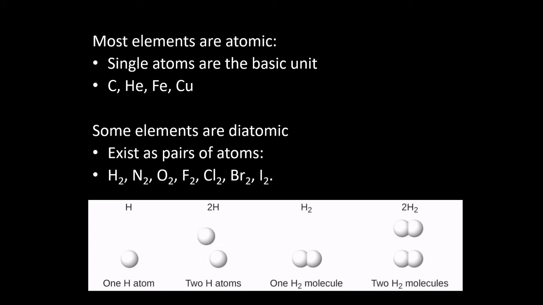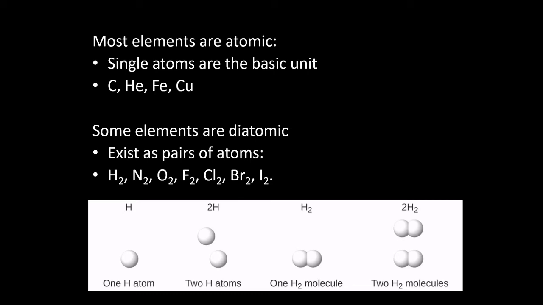Alright, moving on here. A few other interesting tidbits from the periodic table here. So most elements are what we call, well, actually we don't really have a special name for them. They're just plain old elements. The vast majority of elements, their basic unit is just a single atom. That is the simplest unit of that element. So carbon, for example, the simplest unit of carbon is just a single atom of carbon.